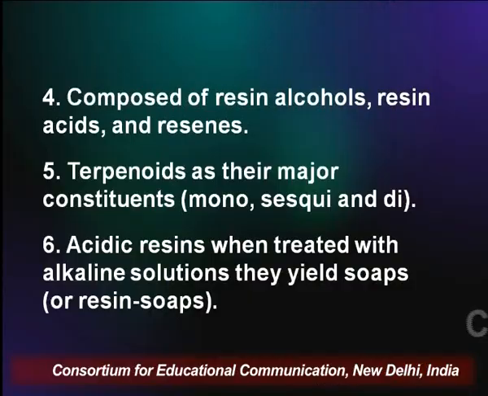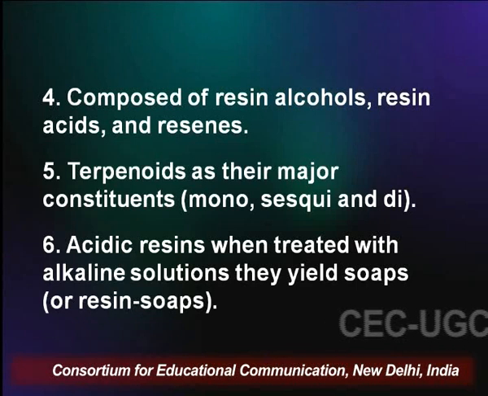Now these are composed of three major components. If we want to categorize those components, then three major categories are there: one is resin alcohols, second is resin acids, and third one is resenes. And we are going to discuss the detail of these three classes in the subsequent slides.